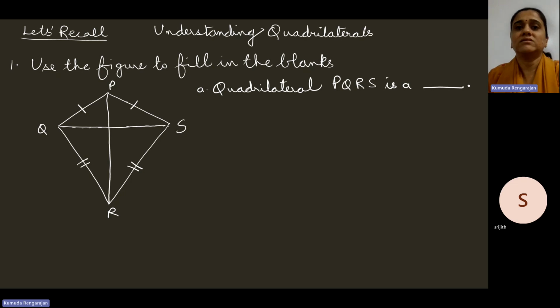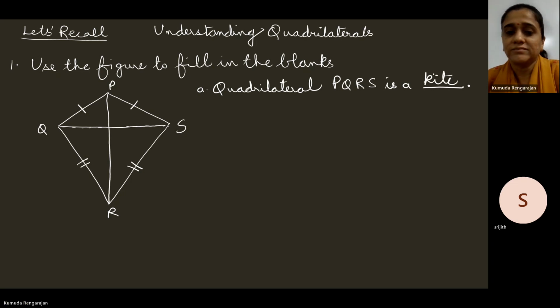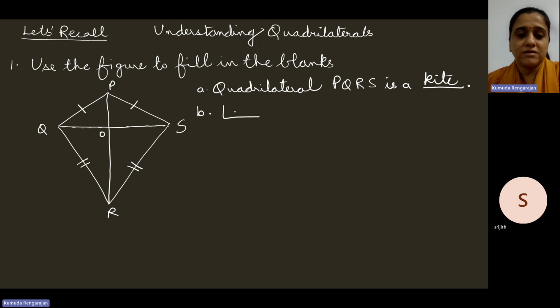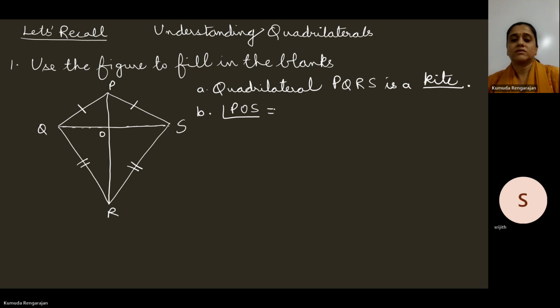Quadrilateral PQRS is a... Write the statement and answer the questions. Quadrilateral PQRS is a kite. Very good. It's a kite. Angle POS is equal to 90 degrees.